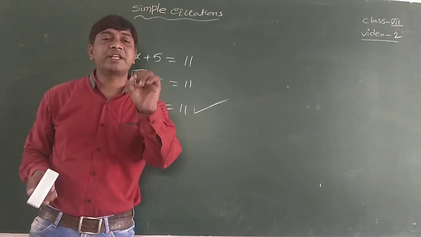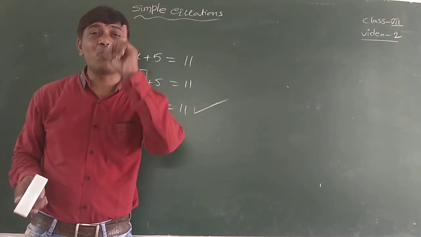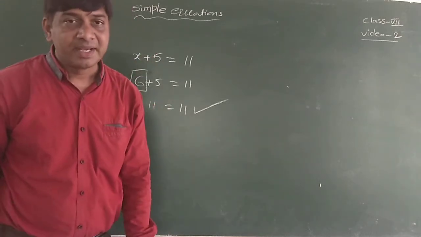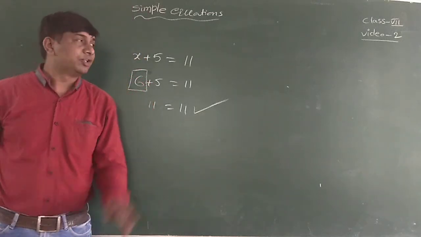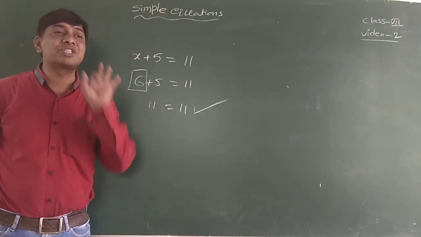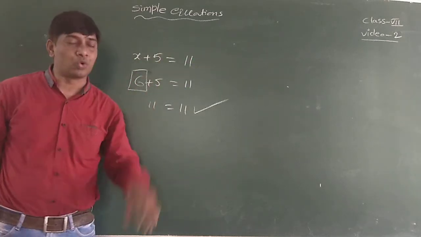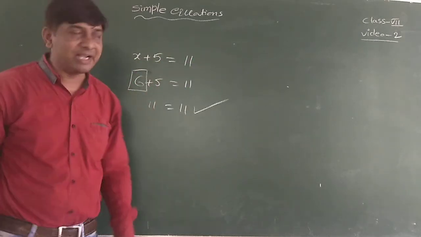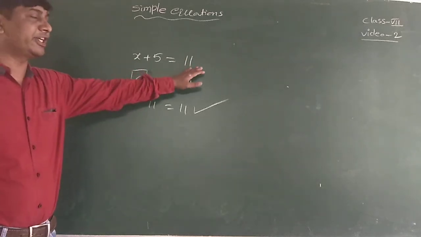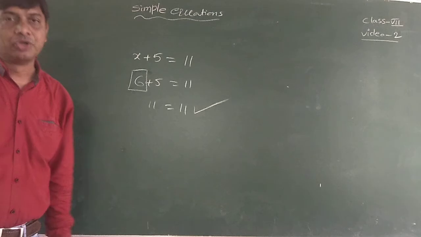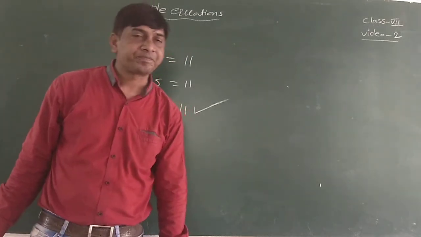A simple linear equation has a unique solution. There exists only one solution. You don't get any more solutions. Except 6, no other value of x makes this condition true, so it has only one solution.